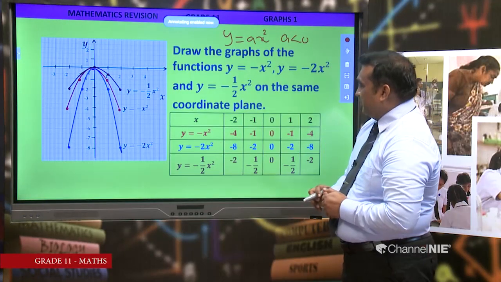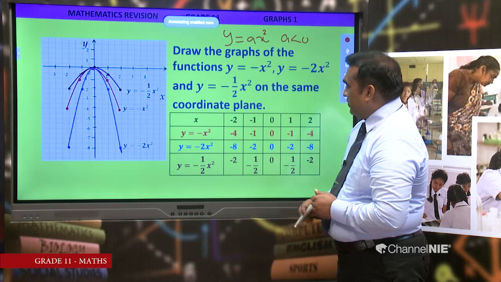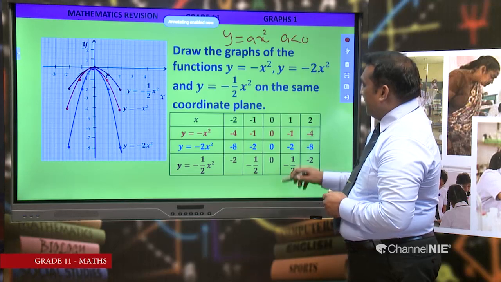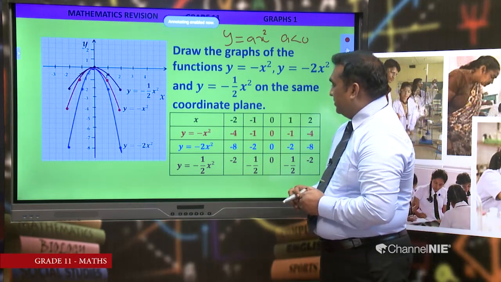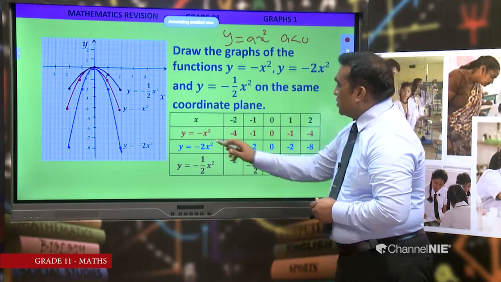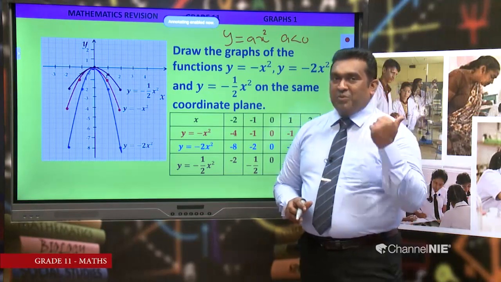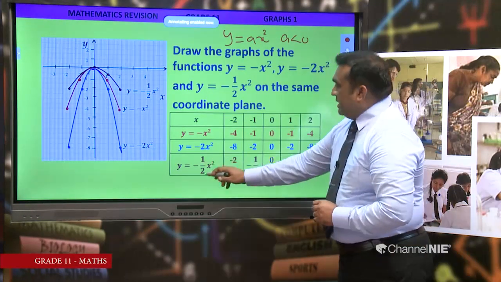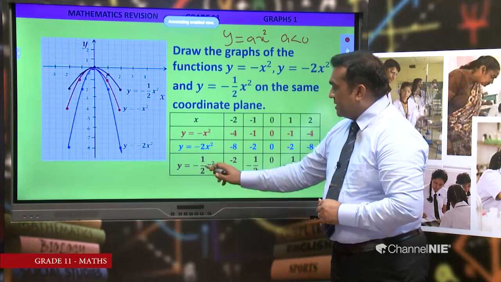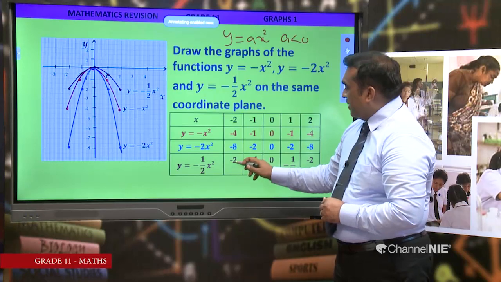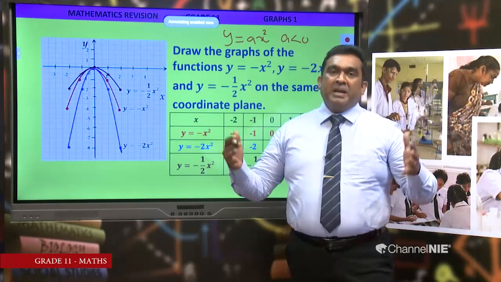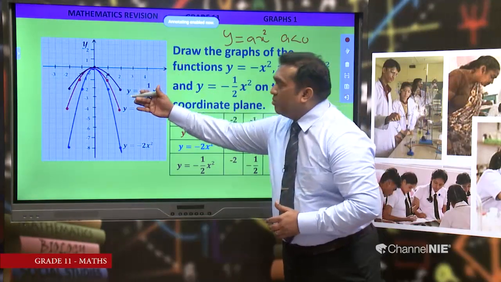Then y equals -2x squared: you multiply these coordinates by 2, -8, -2, 0, -2, -8. Just multiplied by 2, because you have a minus sign here, here also a minus sign, you can understand. Minus half x squared means divide all these y coordinates by 2, the minus sign is common. After that you have -2, -half, 0, -half and -2. Now you can see the nature of the parabola. Maximum curved line graphs.